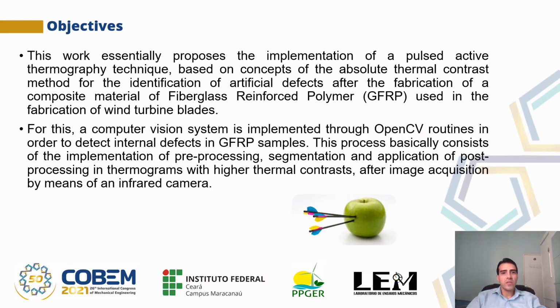Objectives. This work essentially proposes the implementation of a post-active thermography technique based on concepts of the absolute thermal contrast method for the identification of artificial defects after the fabrication of a composite material of GFRP used in the fabrication of wind turbine blades. For this, a computer vision system is implemented through OpenCV routines in order to detect internal defects in GFRP samples. This process basically consists of the implementation of pre-processing, segmentation, and application of post-processing in thermograms with high thermal contrasts after image acquisition by means of an infrared camera.